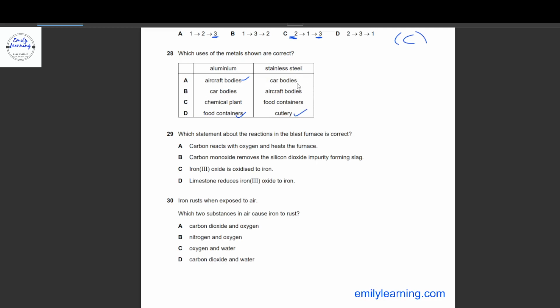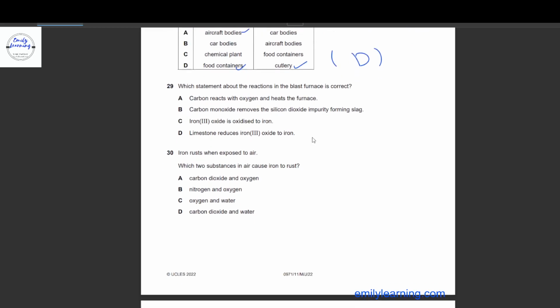They are not used in car bodies. Too expensive because you need a big area. Stainless steel you usually use for small items. So in other words, D is correct. Okay. So basically this is just memorizing the uses of the different types of metals.